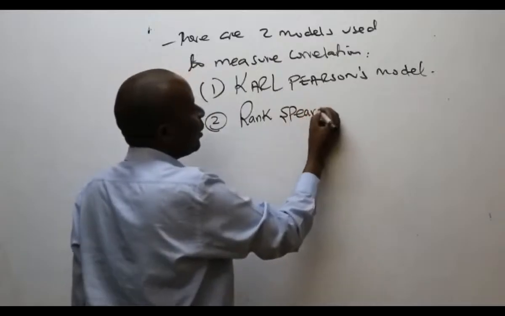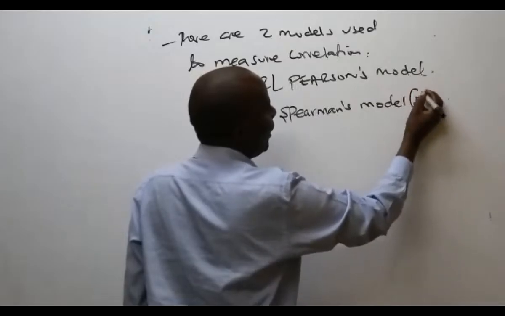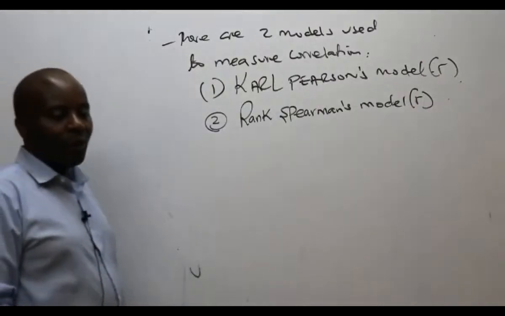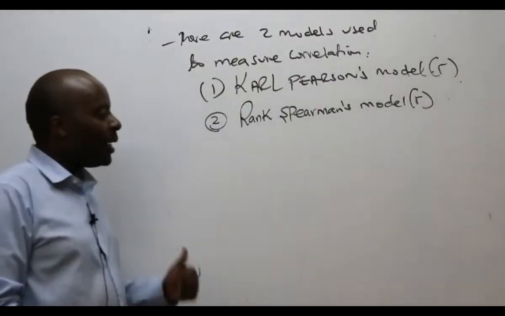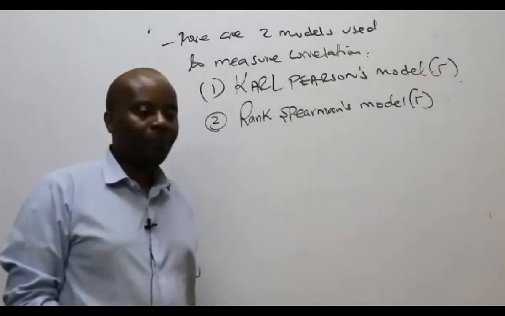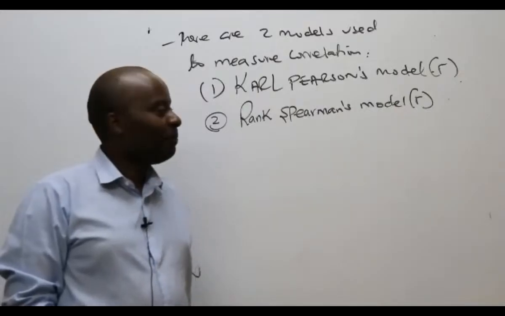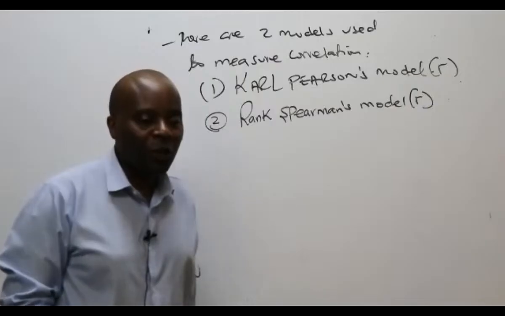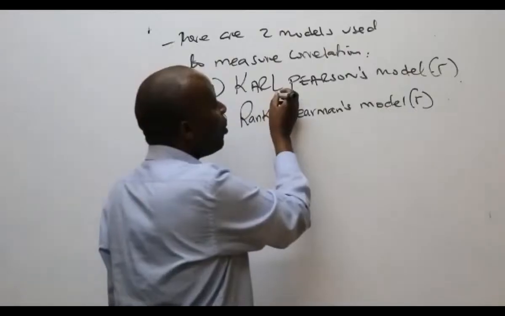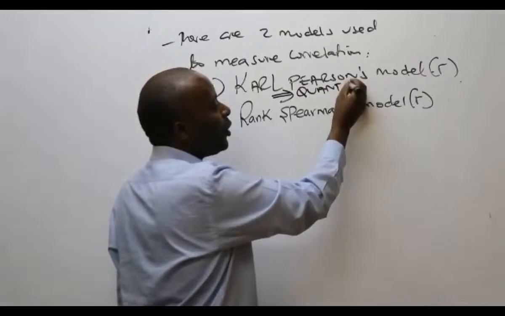Rank Spearman's model. Both of them are denoted with R. Both of them are denoted with what here? With R. And if you look at your past papers, in most cases, you'll be told to differentiate between these two correlation measures. Ladies and gentlemen, we normally use Karl Pearson's model whenever the variables that we have are quantitative in nature.